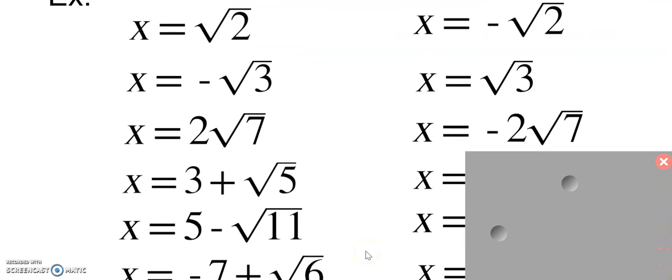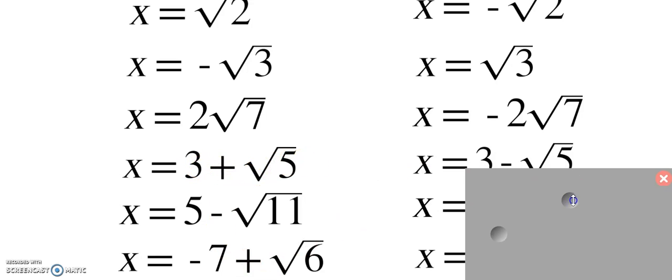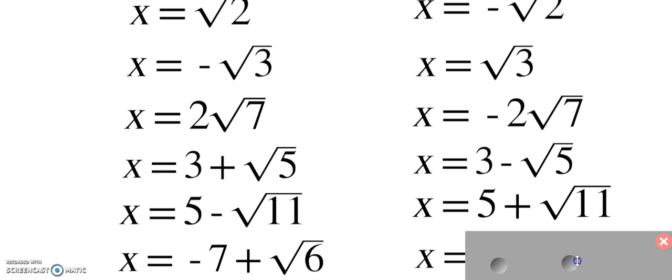Now here's where it gets a little bit messier, potentially. Not really, hopefully. Because remember, the conjugate is the same but opposite middle sign. So if 3 plus root 5 is a 0, then 3 minus root 5 is a 0. If 5 minus root 11 is a 0, then 5 plus root 11 is a 0. So notice that the 5 was positive in both of these. The 3 was positive in both of these.